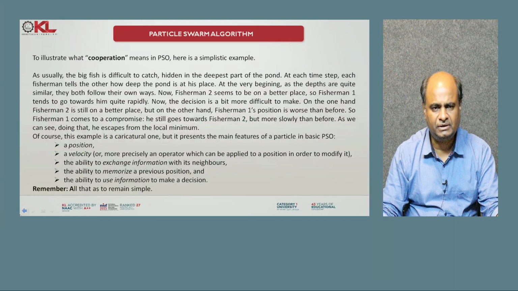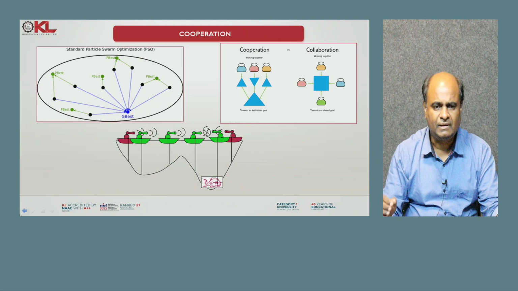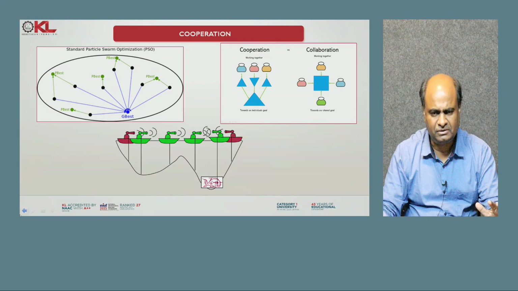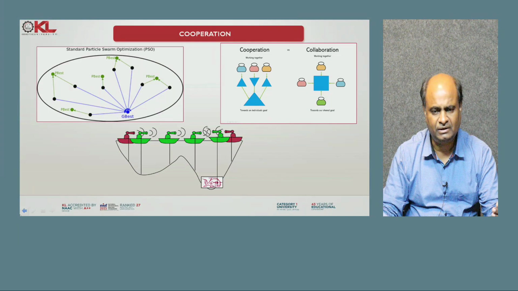Now, in the PSO, one important point is cooperation. Cooperation means every particle will cooperate with each other to achieve a particular goal. Now consider a fisherman example. A big fish is hidden in the deep sea, and there are so many boats and fishermen available. They find the depth of the sea and whether the fish signal is available or not. If not available, they communicate to the nearest one. In this way, finally one fisherman gets the fish. That is cooperation: everyone is cooperating to get a particular goal.